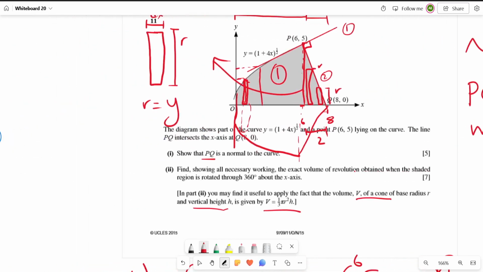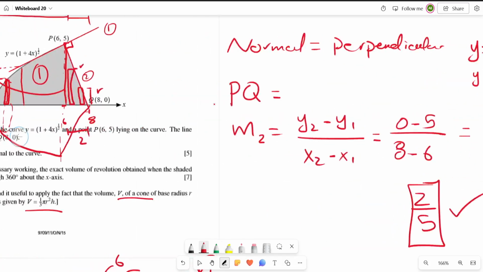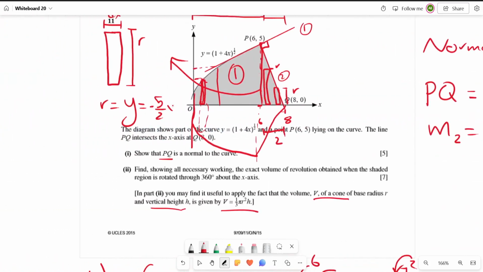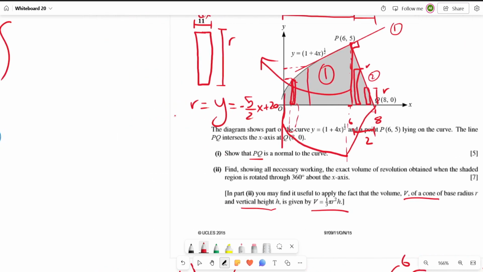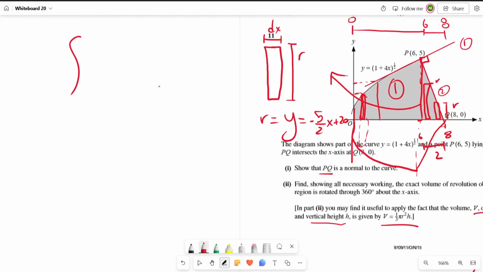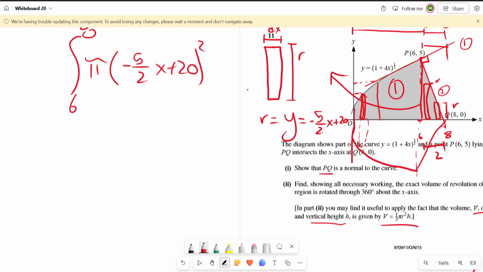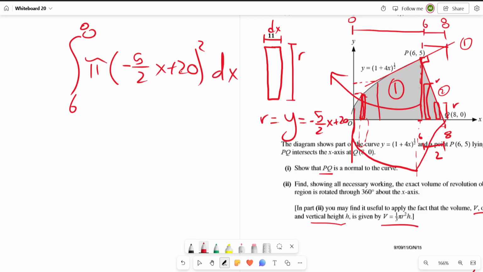So this is my y over here, which is going to be the radius: negative 5/2 x plus 20. That is my y, and it's going to be my r. So we know that the integration is going to be from 6 to 8, because I'm taking this region, of pi times r squared. What is r? r is my y, which is negative 5/2 x plus 20, all squared, and then multiply by pi r squared dx. Okay, and then I can integrate this.